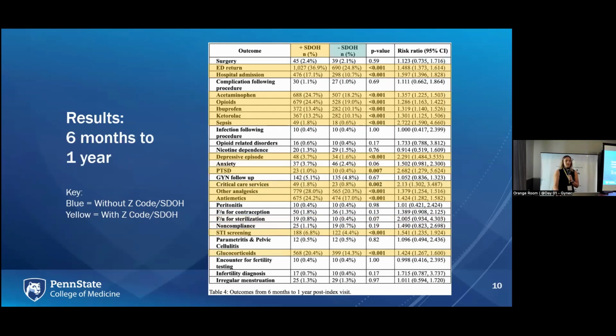Between 6 months and 1 year following the index event, patients with Z codes continued to exhibit higher rates of ED returns, hospital admissions, sepsis diagnoses, and utilization of critical care services compared to those without. Analgesic use also remained elevated. This cohort also showed a higher likelihood of receiving antiemetic medications, glucocorticoids, and STI screening. Patients with Z codes also remained at a higher risk of experiencing depressive episodes and PTSD compared to those without. Meanwhile, no statistically significant difference was discovered in outcomes observed among patients lacking the Z codes during this time period.